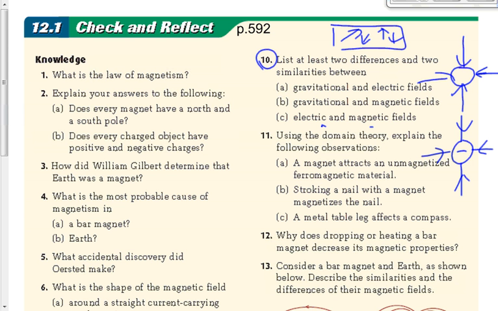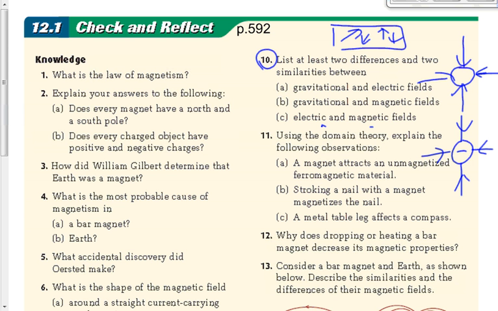Kind of like when we talked about charged objects attracting neutral objects, we induce a temporary separation of charge. Here we're not separating anything, but it is still a temporary alignment. We're inducing a temporary alignment of domains instead of a temporary separation of charges. Stroking a nail with a magnet magnetizes the nail. Well, same kind of deal, right? We're temporarily aligning the domains in the nail from the magnetic field caused by this magnet.